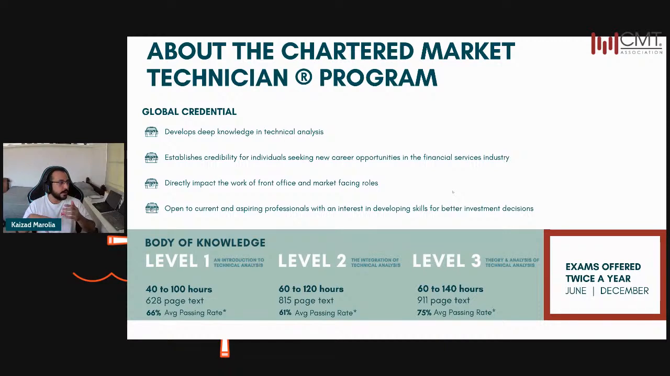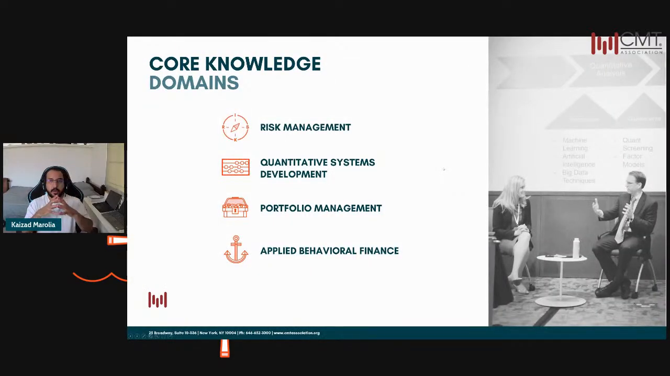The three levels, as you all know, are spread across different topics, but basically, level one is nothing but an introduction to technical analysis. Level two integrates the subject matter into your actual applications, and level three is theory and analysis of TA. Apart from the program's actual body of knowledge, the core domain knowledges that this program tests are visible from the slide. It's basically risk management, quantitative systems development, portfolio management, applied behavioral finance, and throughout all these topics, ethics in the market. So, ethics is an important factor that gets covered. And the reason I keep highlighting all of this is that you will see when we speak about the project as well.